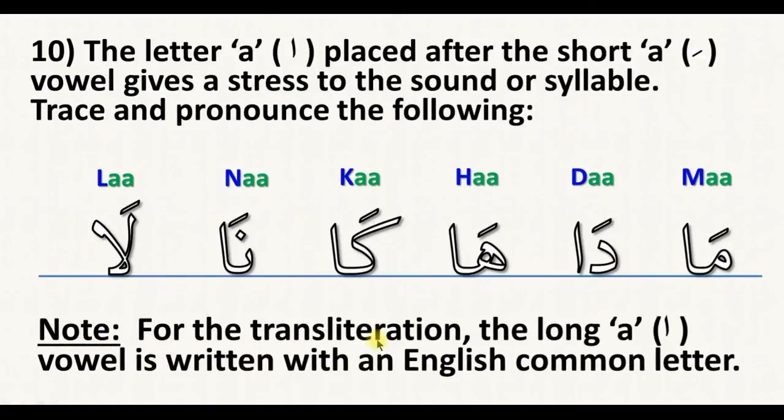Note, for the transliteration, the long A vowel is written with an English common letter. Here, this short A vowel with the letter A becomes a long A vowel, and so it is represented by a common letter A in English.